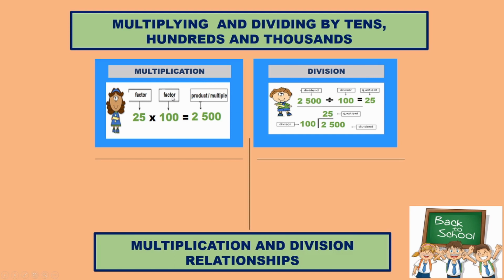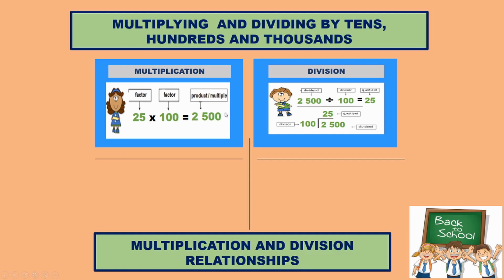Therefore, multiplication is the opposite of division, just like moving forward and backward. The opposite of forward is what? Backward. Now, we will do multiplication. 25 times 100 is equal to 2,500. What did you notice? We are moving forward. But if you want to divide, you will do backwards.